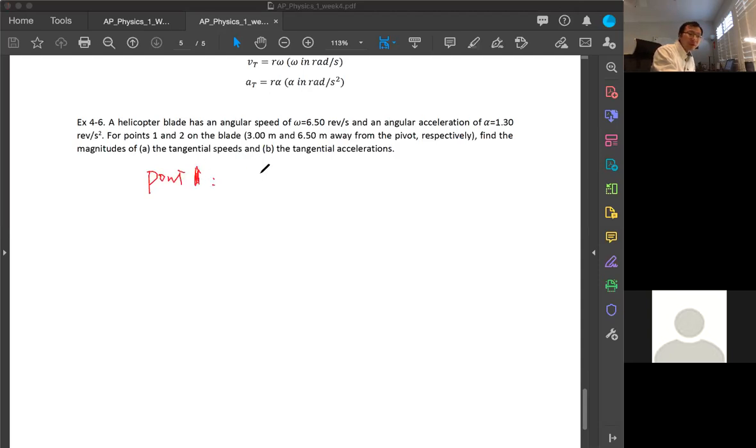At point one, for the tangential speed v, you just plug in the numbers. Between point one and two they have different radii, right? So r1 times omega, and the answer is 19.5 meters per second. The linear acceleration at that point is r1 times alpha, which is 3.90 meters per second squared.